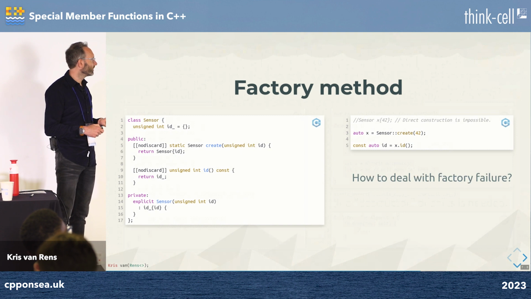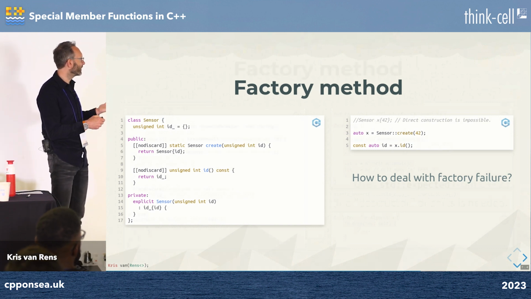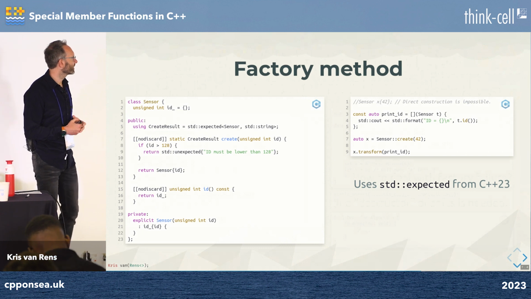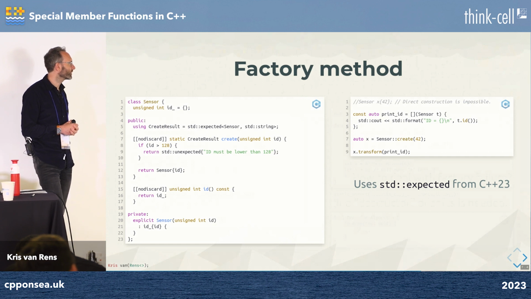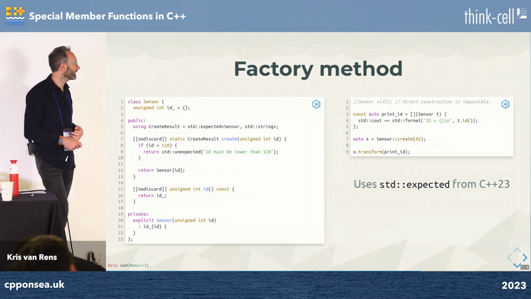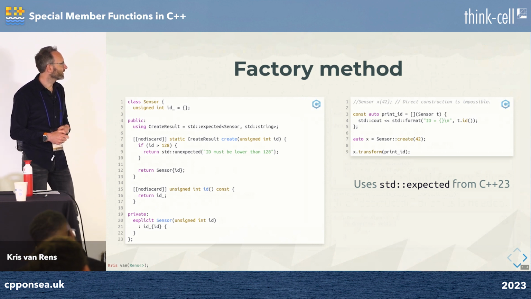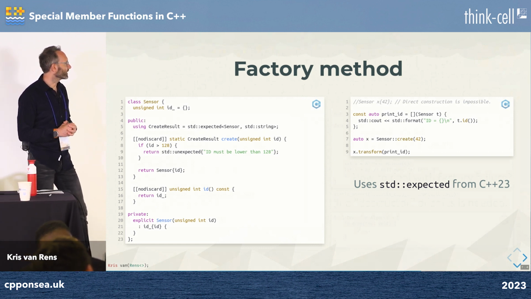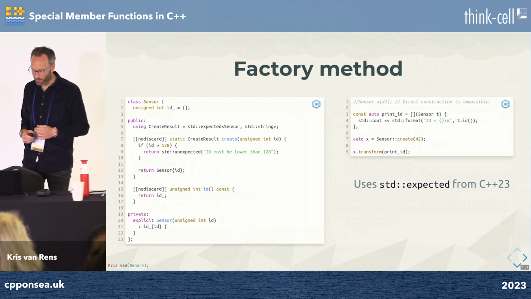But this is not really nice for error handling again, because what can we do here? Well, we could use something like std::expected from C++23 and create a separate result type like this, and then have the result indicate whether or not the construction succeeded. Right? And now you can do all kinds of other things with that. So it does make sense to use this.